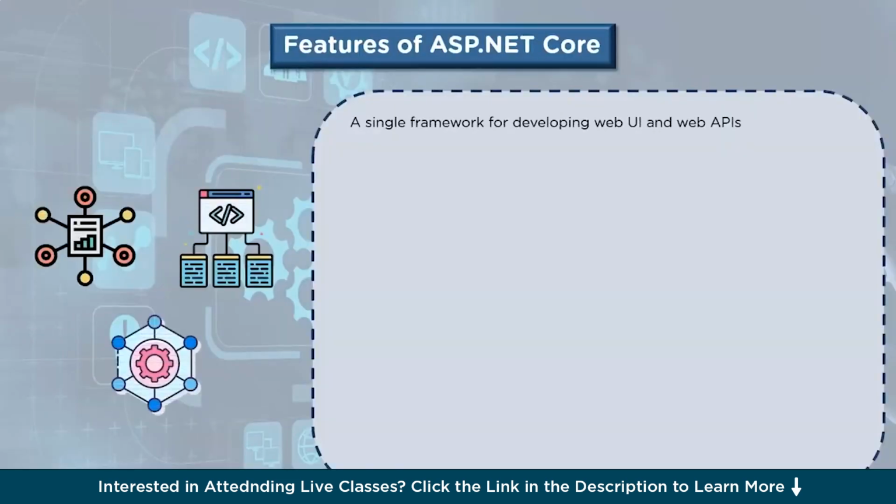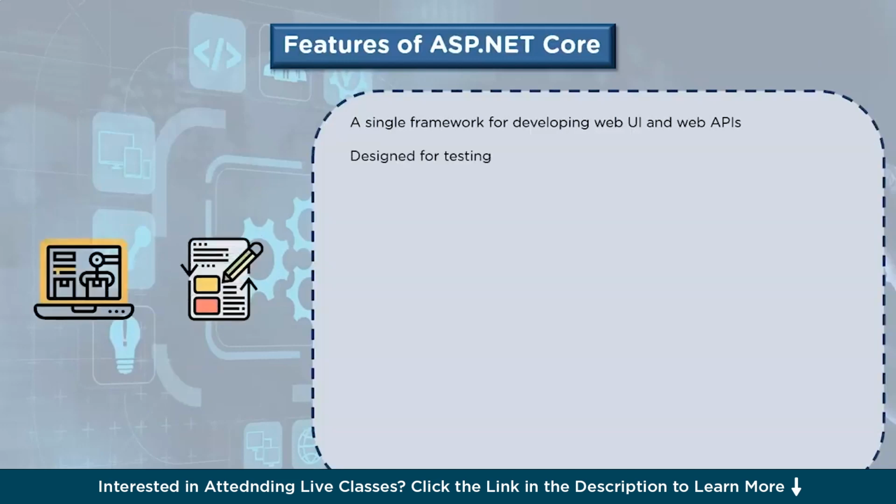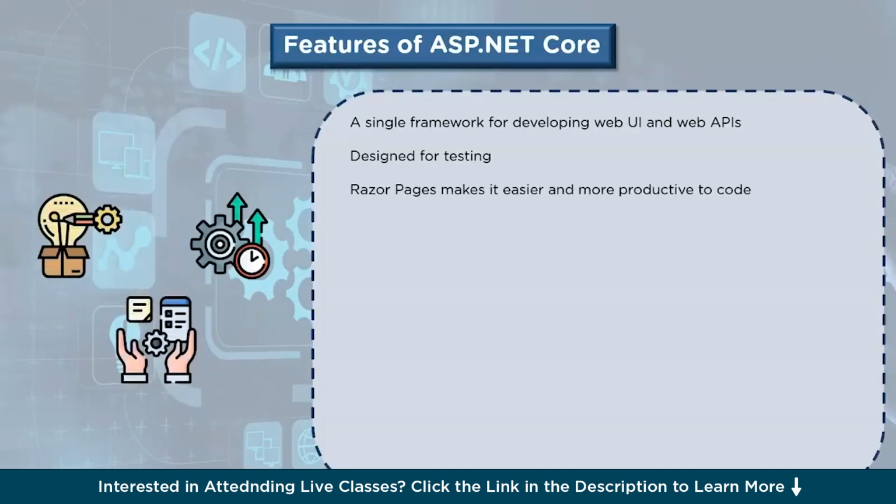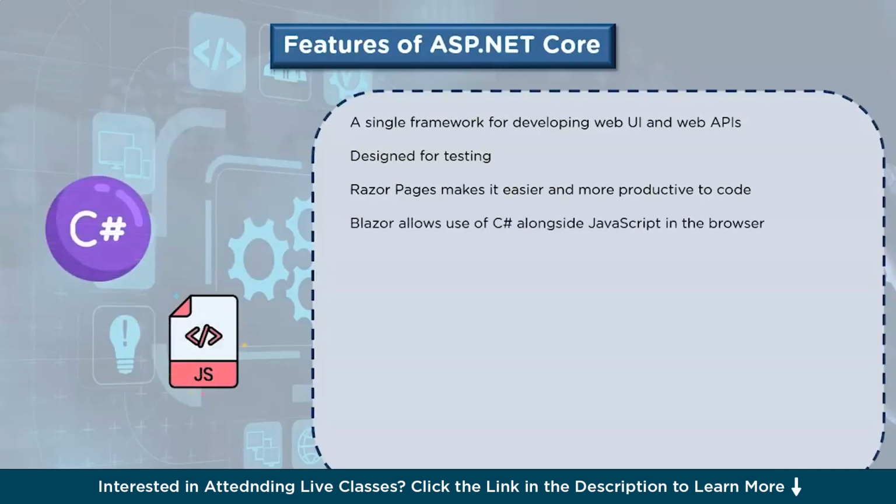ASP.NET Core provides a single framework for developing web UI and web APIs. ASP.NET Core is designed for testing. It provides Razor Pages that make it easier and more productive to code page-focused scenarios. Blazor allows use of C# alongside JavaScript in the browser. Share server-side and client-side application logic built in .NET.